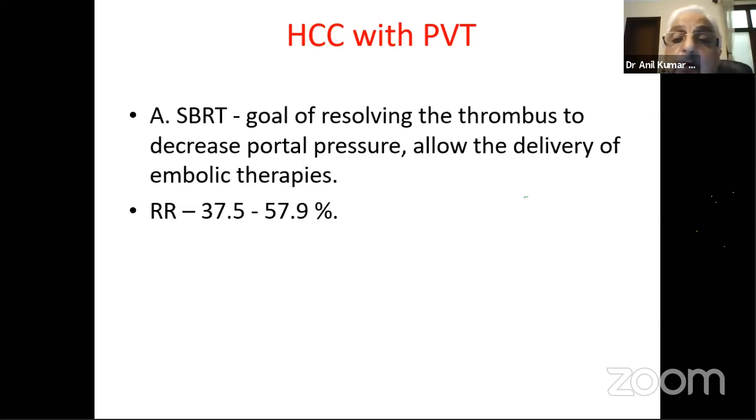Sometimes the liver tumor is so big we can't treat it, but we sometimes treat only the portal vein thrombosis, so that we open up the vessel and then maybe a TACE or TARE can work. So that is also one of the aims of treating only the portal vein thrombosis when we find that the primary liver tumor is beyond our SBRT.